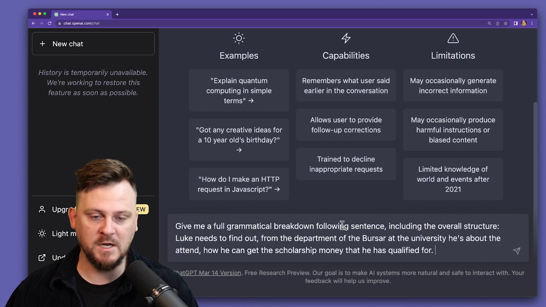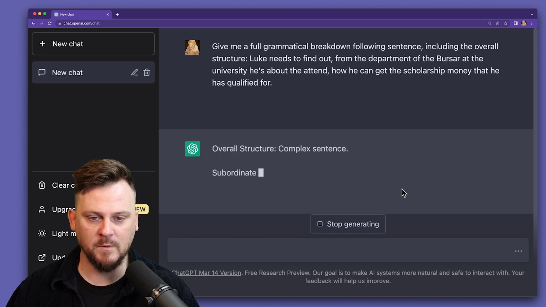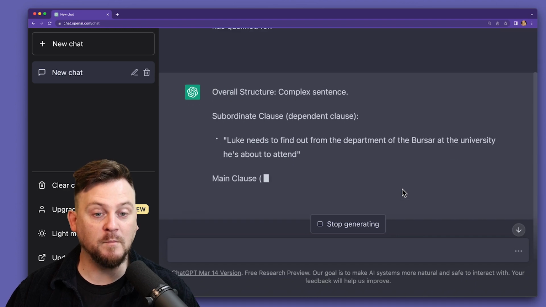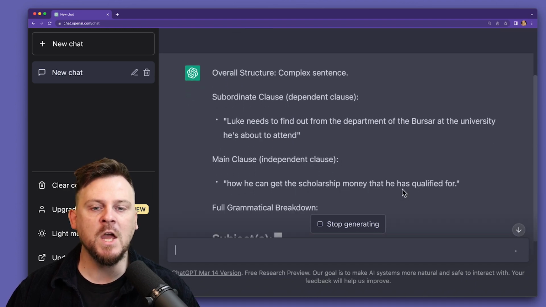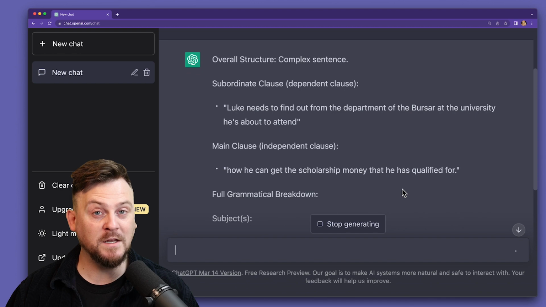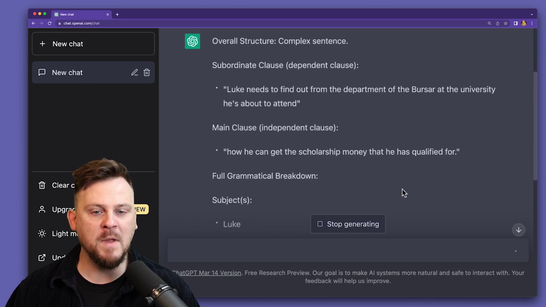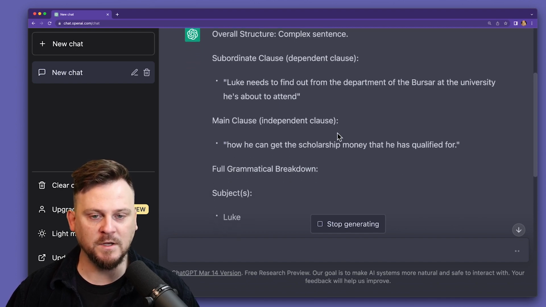GPT-4 works pretty well, but it's not nearly as fast. Anyway, let's see here. Here we go. Overall structure, complex sentence. Subordinate clause or dependent clause. Those are the same thing, by the way. Main clause and independent clause.